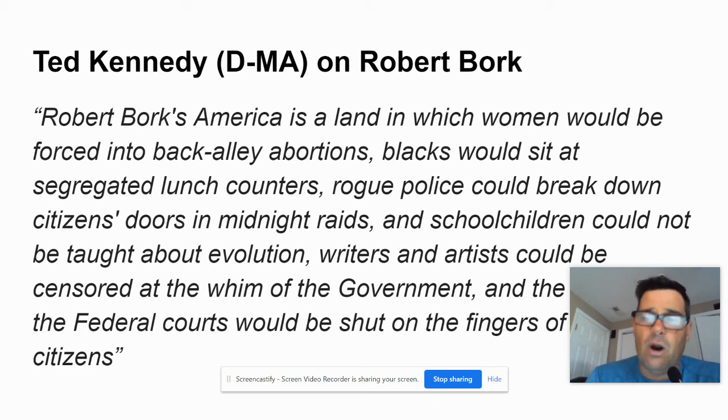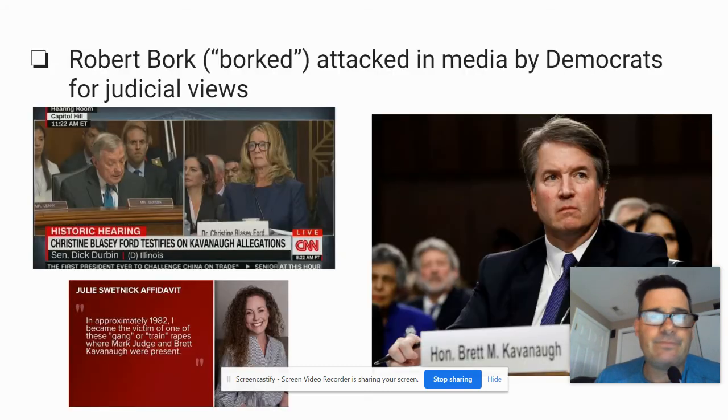And so Bork just lost it, saying that this was unfair. He didn't believe in segregation, and that he was going to overturn Roe versus Wade and therefore abortion would be illegalized. These sorts of things were exaggerations, for sure, and that was part of the defamation.